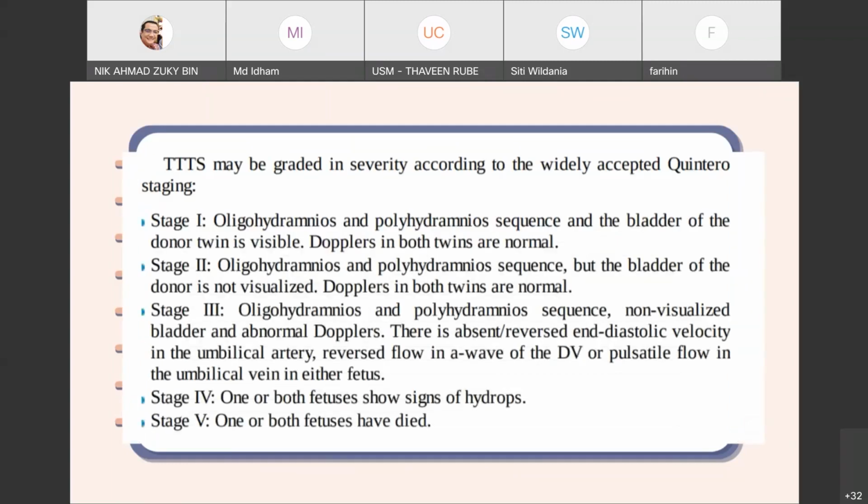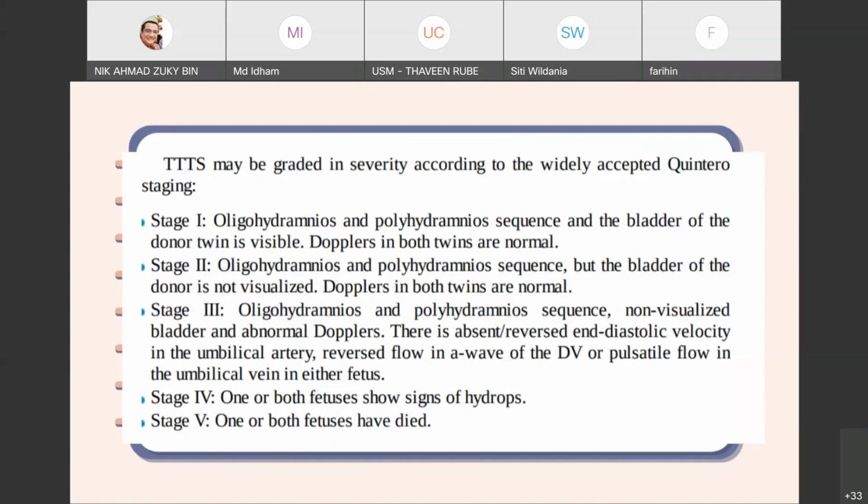So this is the staging. TTTS can be graded in severity according to the widely accepted Quintero staging. So you have stage 1 until stage 5. Basically, stage 1 is the oligohydramnios and polyhydramnios sequence where the bladder of the donor twin is visible and Doppler in both twins is normal. Stage 2 is the oligohydramnios and polyhydramnios sequence, but the bladder of the donor is not visualized.